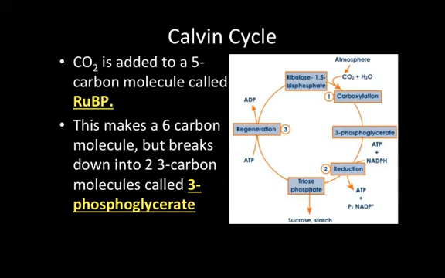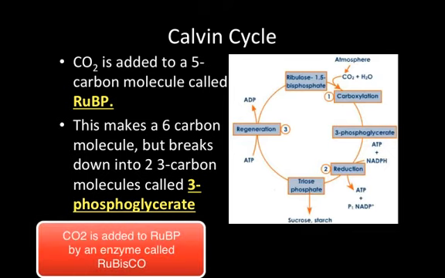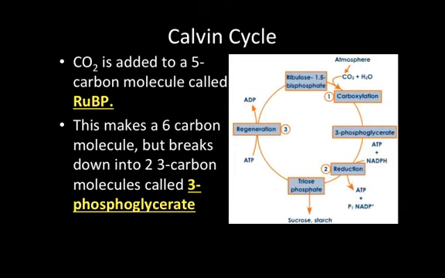Now, CO2 is actually added to a 5-carbon molecule called RUBP. And RUBP is short for ribulose 1,5-bisphosphate. Now, I know it's a complicated term, but just know it as RUBP. So we take that carbon dioxide and add it to this 5-carbon molecule. Now, this makes a 6-carbon molecule. You think about it, 1 carbon from CO2 to 5 carbons makes 6. But this breaks down into two 3-carbon molecules called 3-phosphoglycerate. These are just precursors to glucose or sugar.